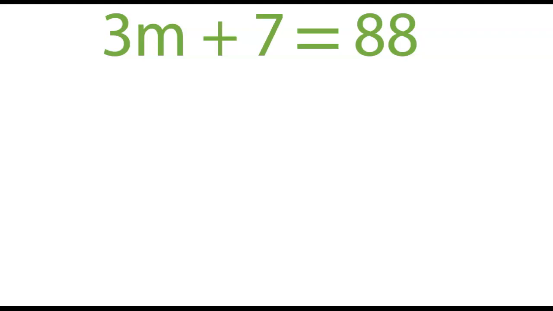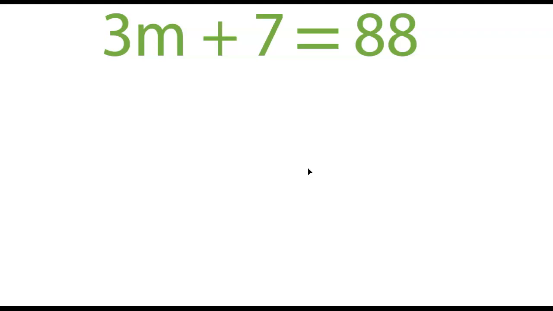Alright guys, now we're going to take it to the next level. We're going to do two-step equations. Let's say you have something like this: 3m plus 7 equals 88. You are going to have things like this pretty much forever. This is going to be part of your life for all of math. So we got to learn it now and we got to learn it forever.